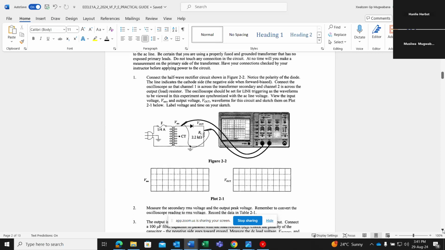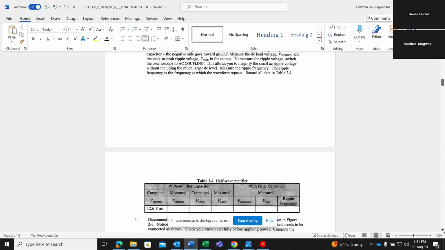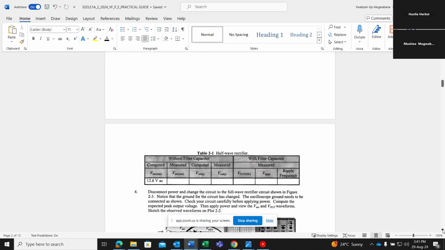Then it says, if you move forward with this experiment of yours, you see that there it says, what is the measured value of the secondary side? What is the measured value of V out peak, computed V out peak, measured? Computed is calculated. Measured is the one that you measure according to your oscilloscope. Remember, you have got an oscilloscope, that is where you are doing the measurement.